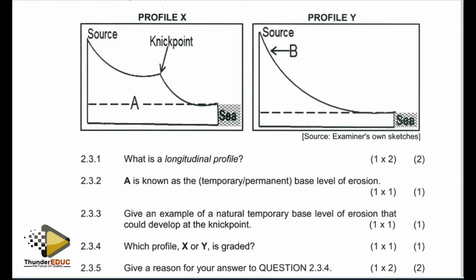Number 2.3.2. A is known as this A here. What is it known as? That is a permanent base level. If you can see here, it's starting from the sea level, so that becomes permanent. That river cannot erode below that point. If it gets to that point, it attains a grade. It can never go below the level of the sea that it is feeding into.